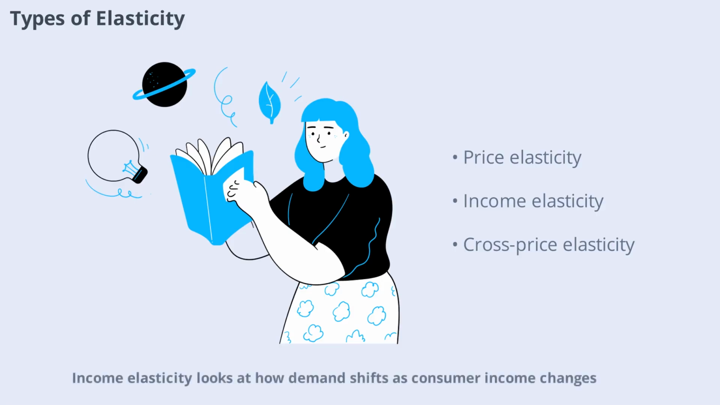Income elasticity looks at how demand shifts as consumer income changes. Cross-price elasticity examines how the demand for one product responds to price changes in another. Each type provides valuable insights into consumer behavior and market dynamics. Understanding these distinctions helps businesses tailor their strategies and anticipate market trends.